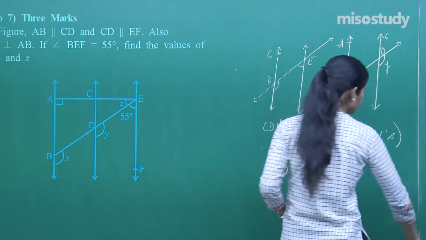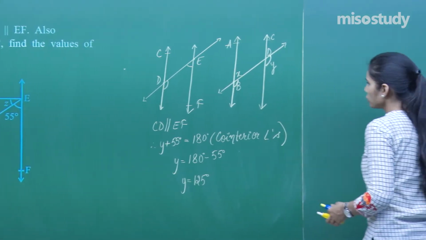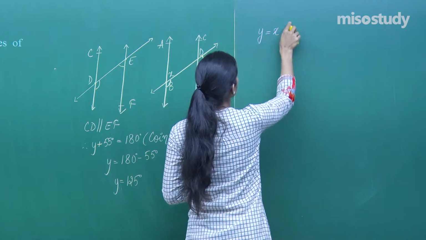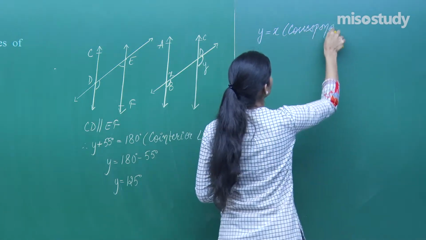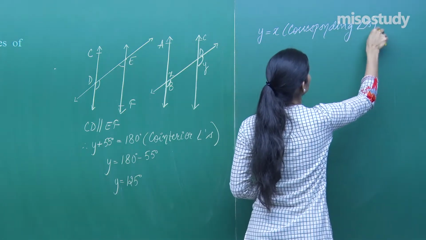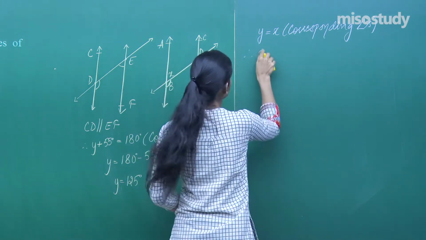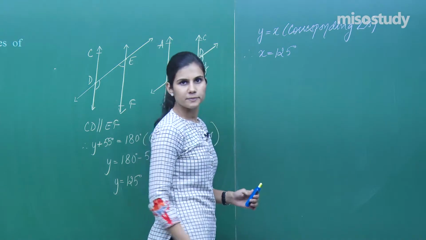So you have, apart from this, that co-interior angles are going to be supplementary, you also have y is equal to x because they are corresponding angles as the lines are given to be parallel and corresponding angles are equal in measure. Therefore, if y is 125, x is also 125.